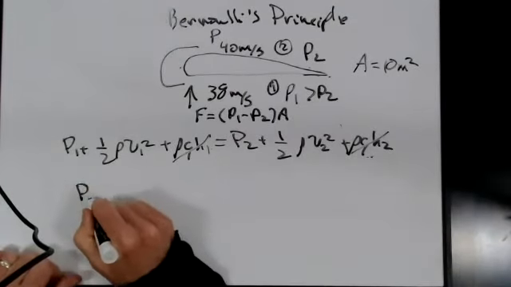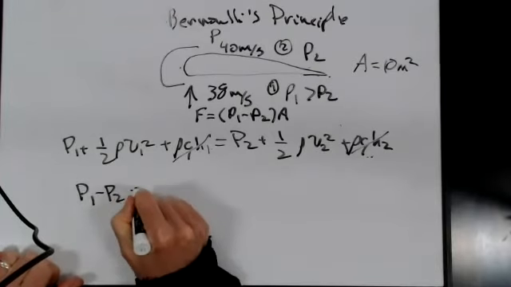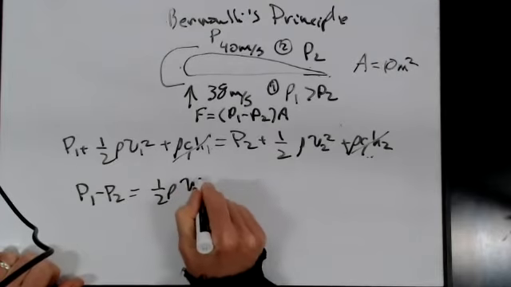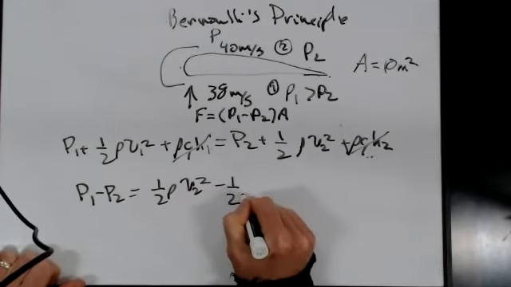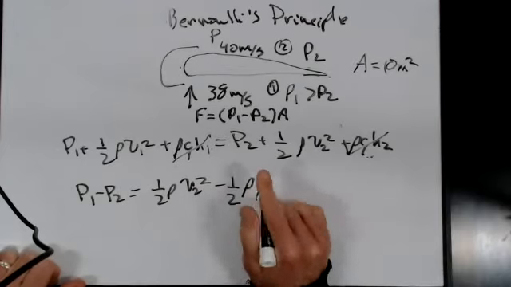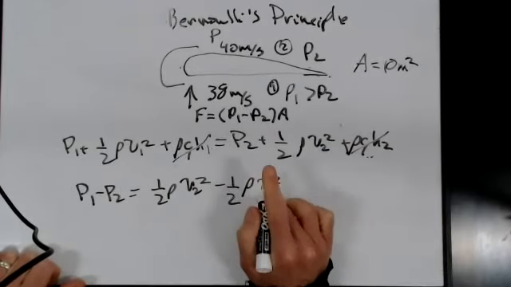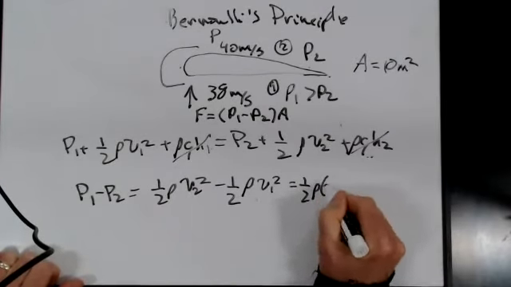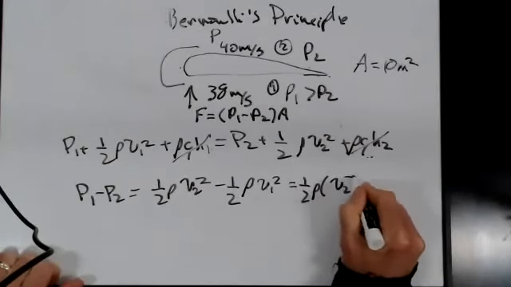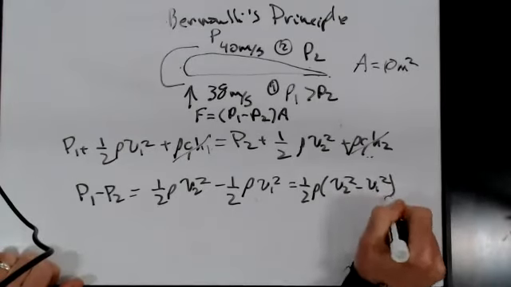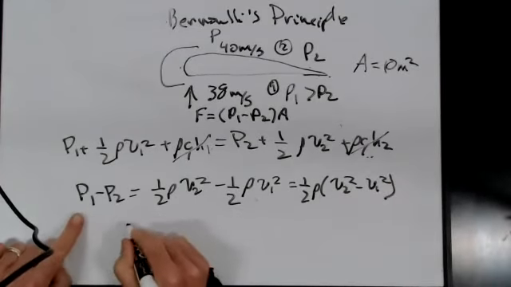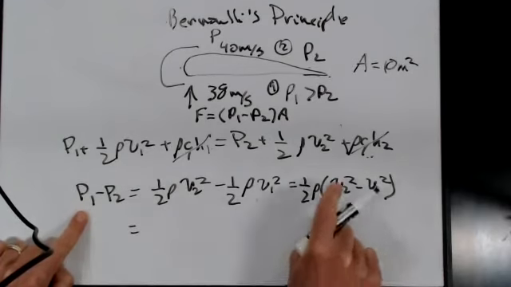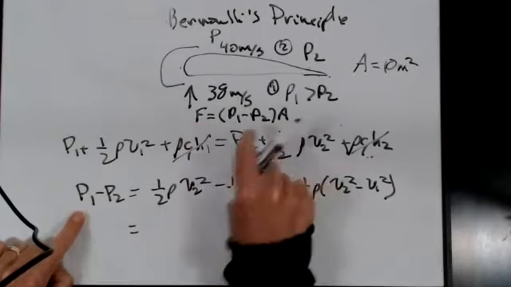And so I can evaluate that. P1 minus P2, right, is the net upward force. It's equal to 1/2 rho V2 squared minus 1/2 rho V1 squared. And so that's equal to 1/2 rho times V2 squared minus V1 squared. Right. And so this is the pressure difference. I don't even need to be able to evaluate each of these individually. I just need to know the difference because it's their difference that produces the force.